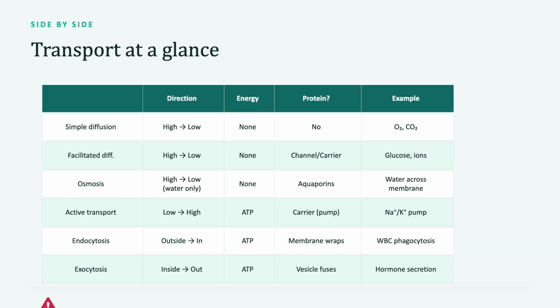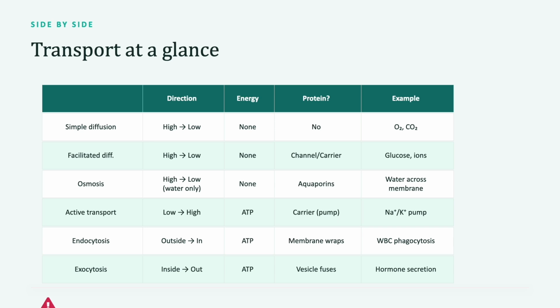Transport at a glance: comparison table. Here is the whole transport chapter in one comparison table. Take a moment to scan it. This is your revision. Simple diffusion: high to low, no energy, no protein, for small non-polar molecules like oxygen. Facilitated diffusion: high to low, no energy, but uses channel or carrier proteins for glucose and ions. Osmosis: high to low, water only through aquaporins.